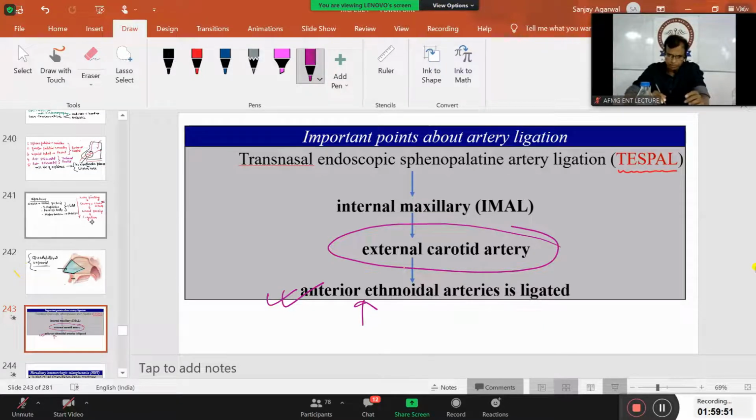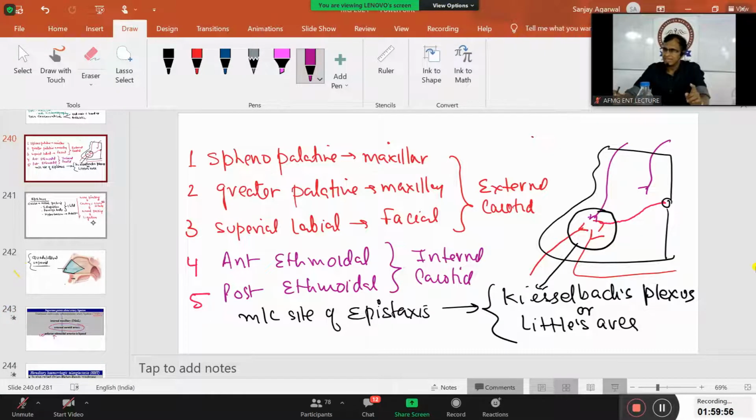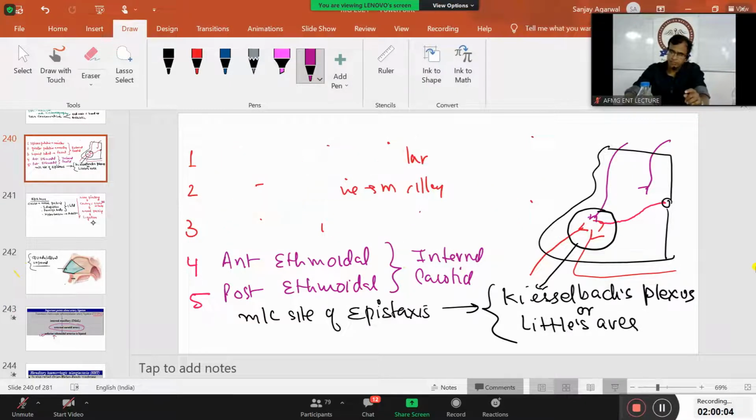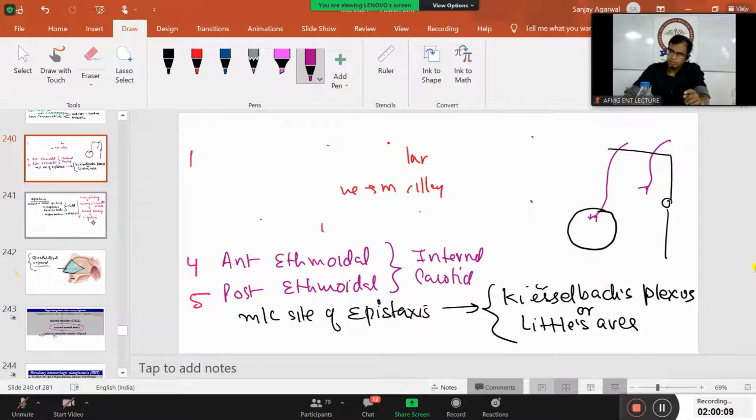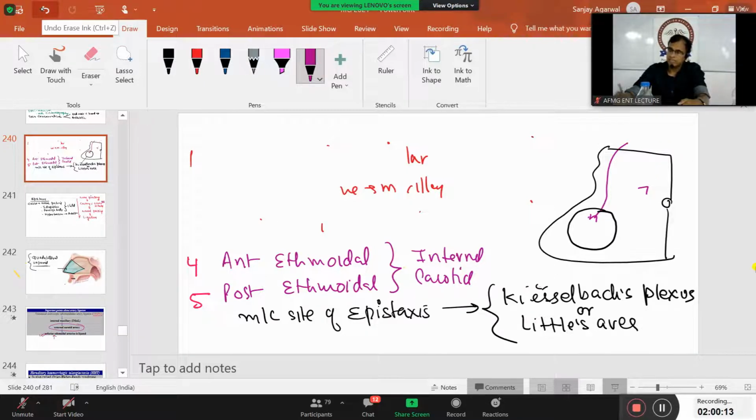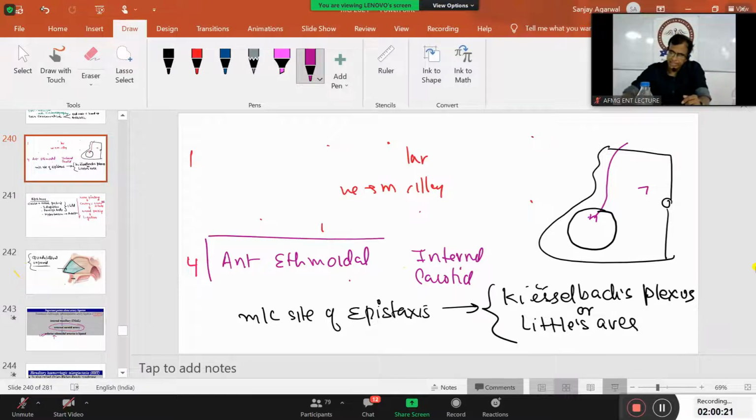See, if I ligate external carotid, these three cannot bleed. This cannot bleed, this cannot bleed, this cannot bleed. And this never bleeds because it is not there here. What is left? So the only option is, after external carotid, this is what remains. So this is what we will ligate after the external carotid to be able to stop the bleed. Right?